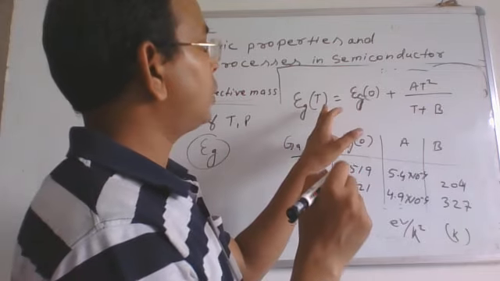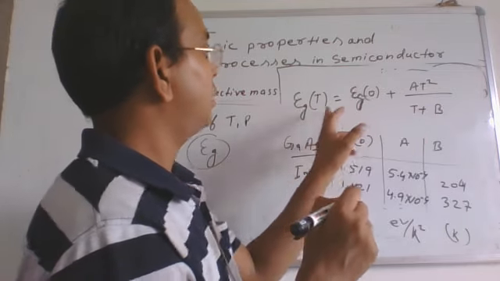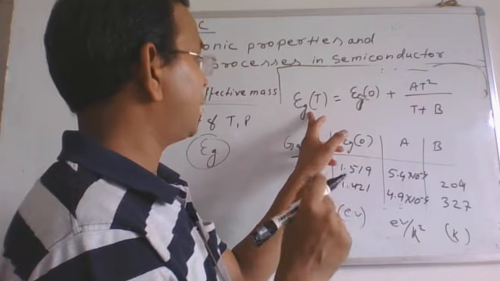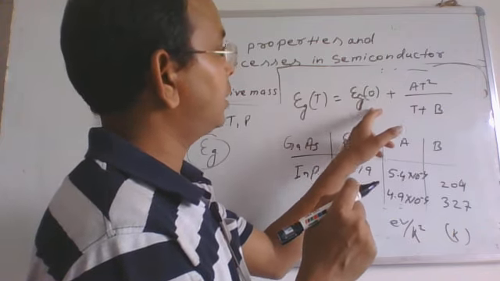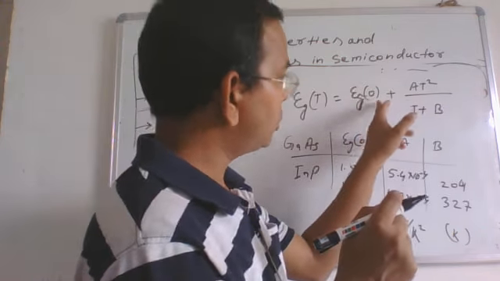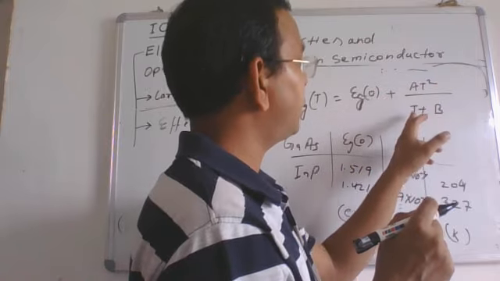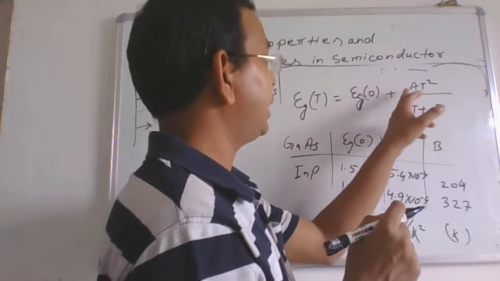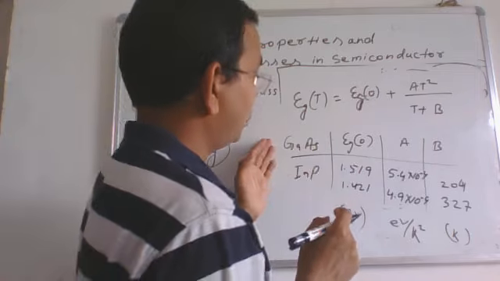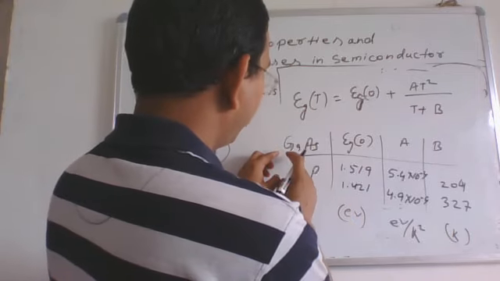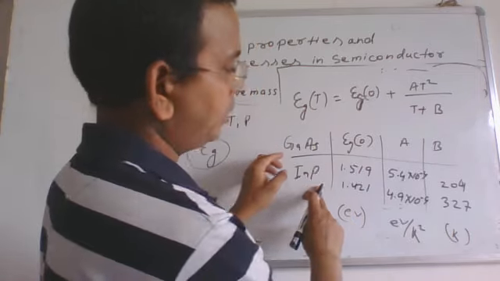The effect of temperature can be modeled as follows: the energy gap, or band gap, at any temperature T is given by the energy gap at absolute zero temperature, plus alpha T squared divided by T plus beta, where T is the temperature, and alpha and beta are constants. Here is some data for gallium arsenide and indium phosphide.